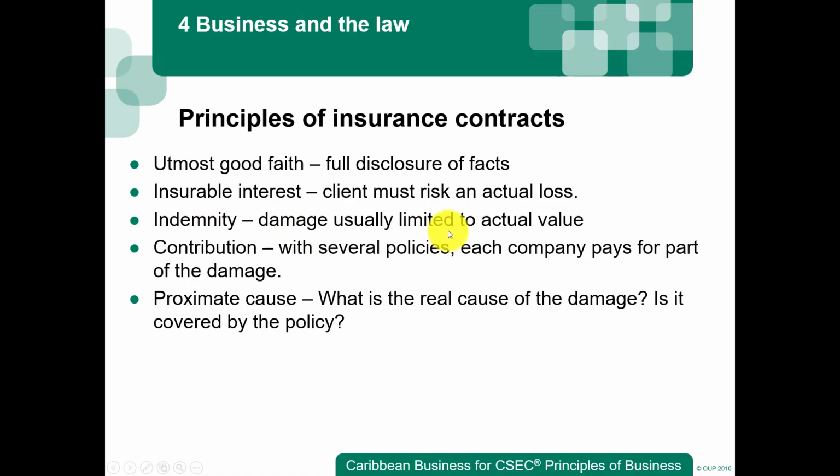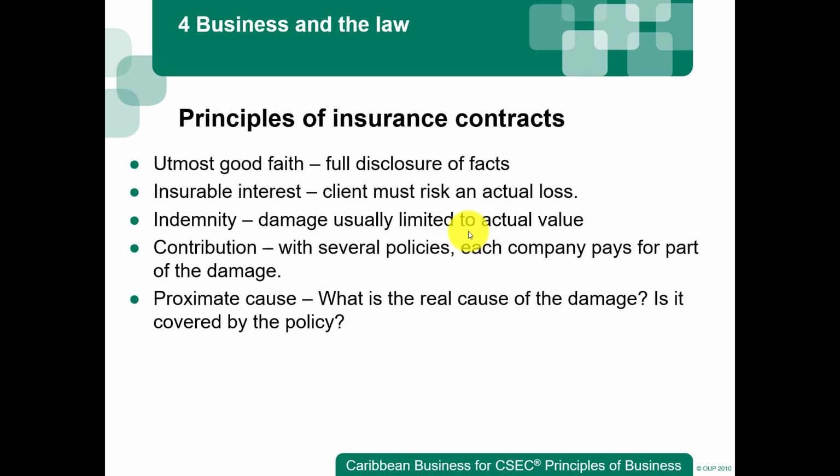Indemnity. Damage is usually limited to the actual value. So this one, insurance is not there to make you rich. It's not there for you to profit from. The main idea of insurance is you pool the risk and you're going to be compensated for whatever loss you would have suffered. So you're going to be put back into the position you were in before the accident or before whatever happened. So that's what indemnity is all about.